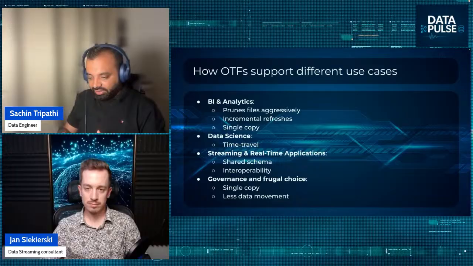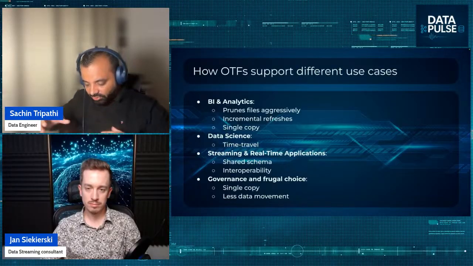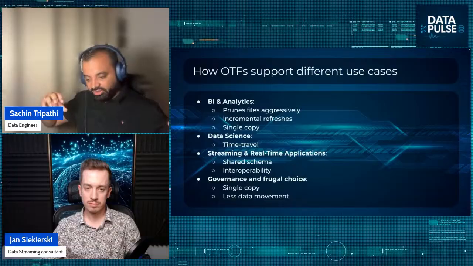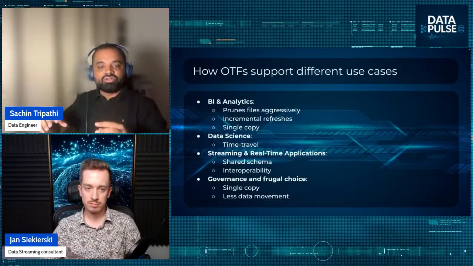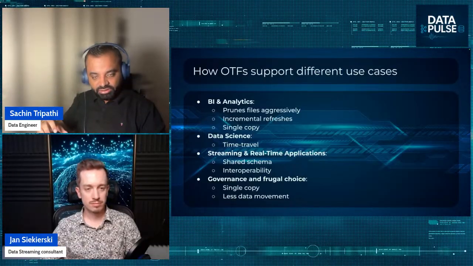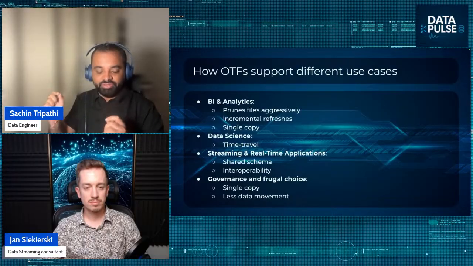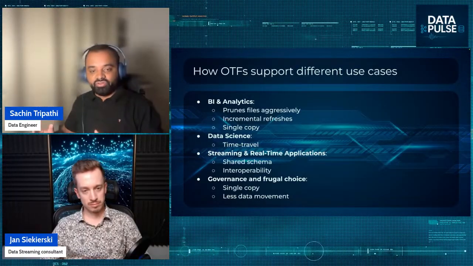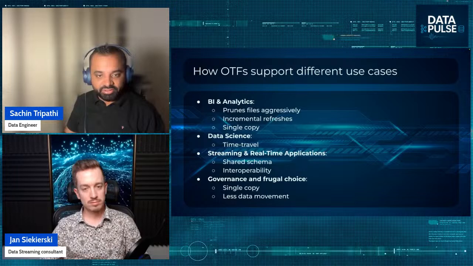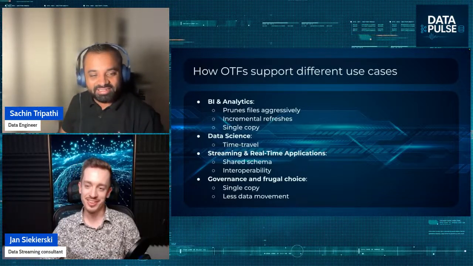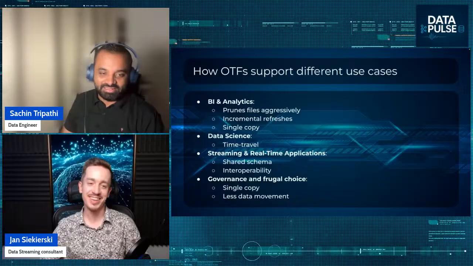Then again, as Ian has already mentioned, all the different tools like your Flink, Spark, Trino can talk to the same single copy of the data, right? So hence there is less data movement. So single copy is not just beneficial for BI analytics, but is also very useful for your governance and frugal choices. For data science, it's easier to govern data when you know where it's at, right? That's right.